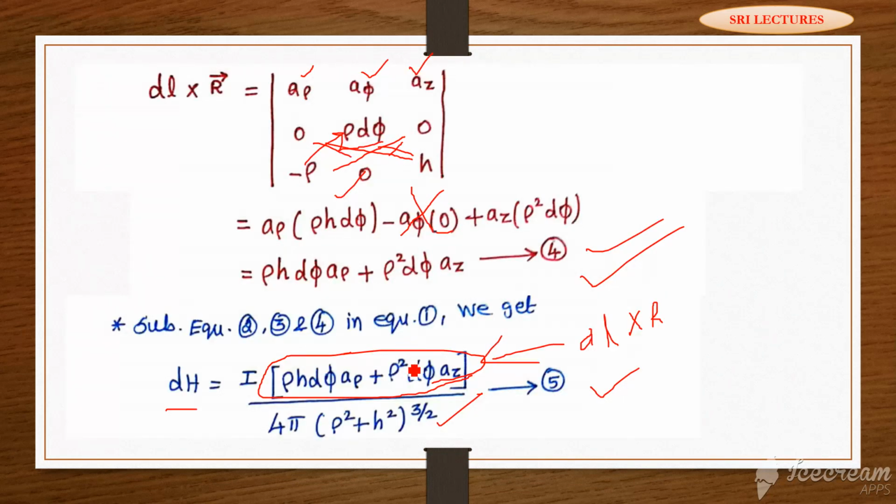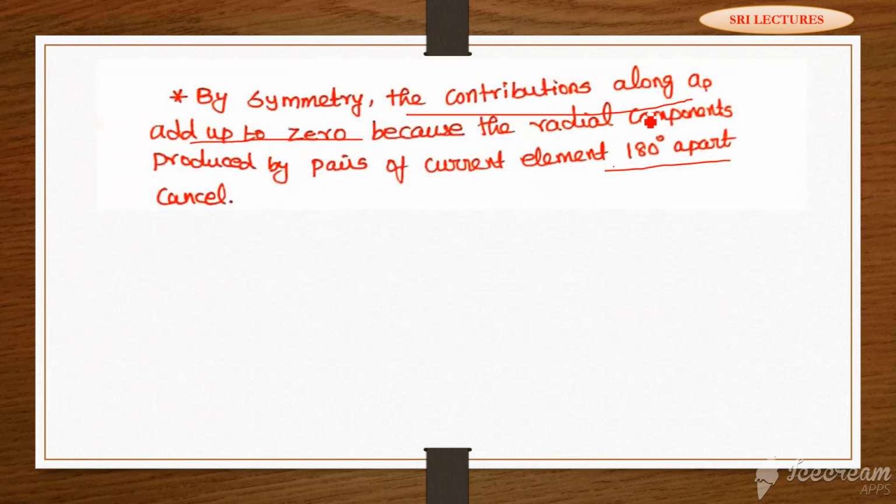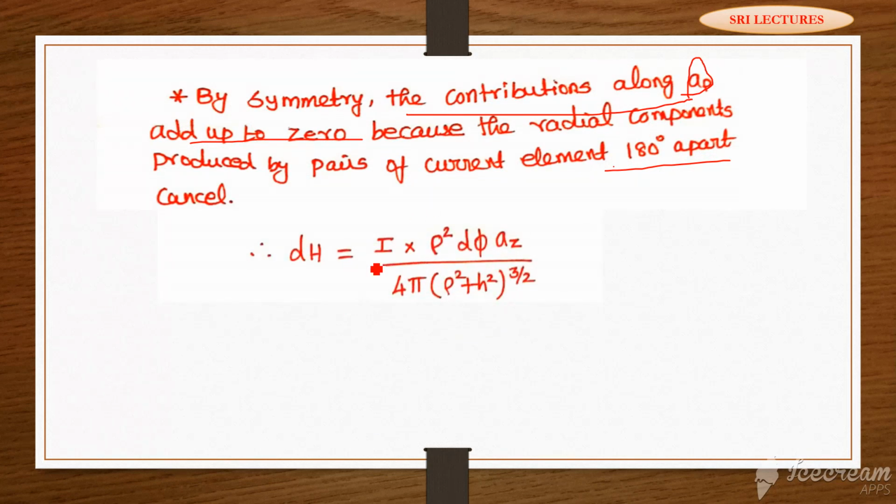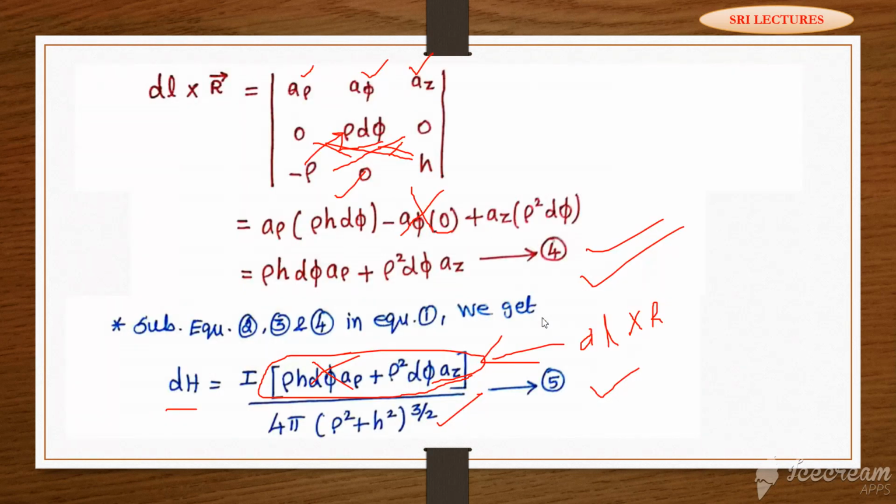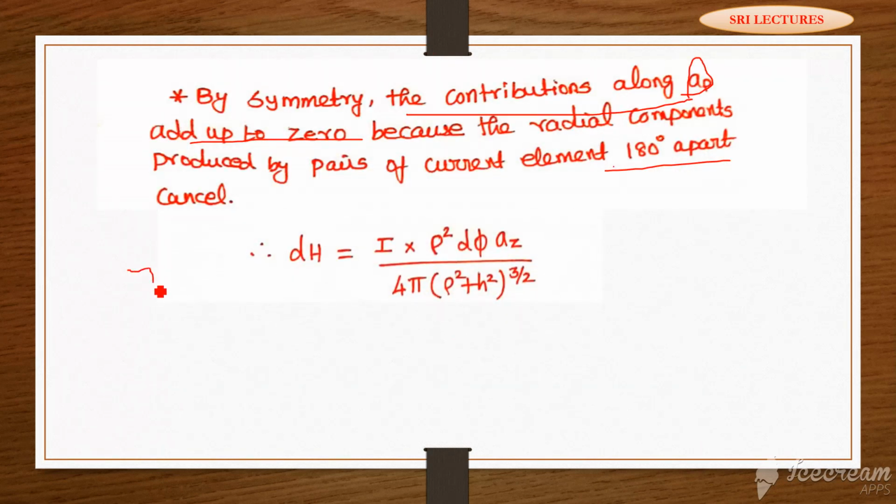So in the equation we need to leave this term, as the a rho component is 0. Then equation 5 becomes dh is equal to I into rho squared d phi a z divided by 4 pi into rho squared plus h squared whole power 3 by 2. After the substitution of this symmetry property, equation 5 becomes like this.